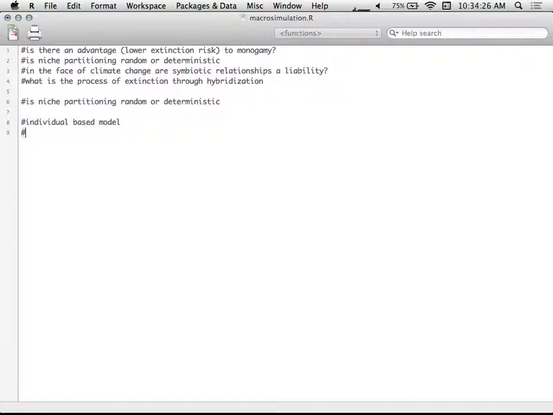So individuals can go extinct or not. All right. Good. What could affect their probability of going extinct?